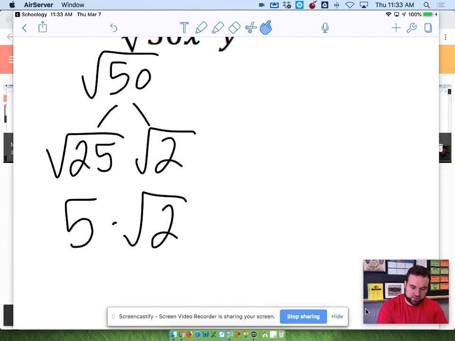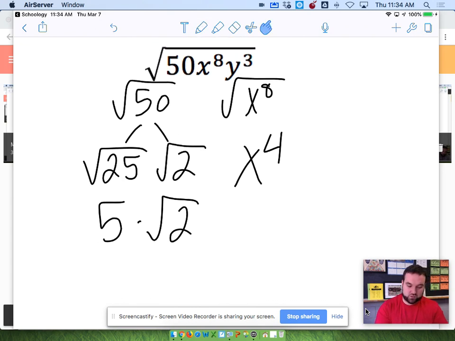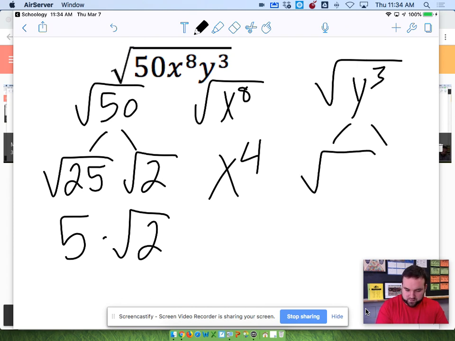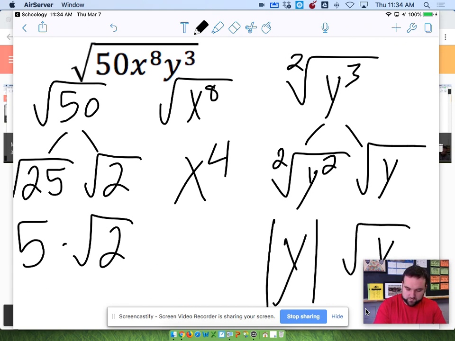And then if I do the same thing with x to the 8th, x to the 8th simplifies really nicely into just x to the 4th, not y to the 4th. I don't need absolute value here because my answer was an even power, x to the 4th power. And then finally we have y to the 3rd. Remember, our trick is, can I do the power divided by the index? I don't want decimals. I can't do 3 divided by 2 and get a whole number. So I'm going to split this up into y squared and y to the first, which will then simplify into y times the square root of y.